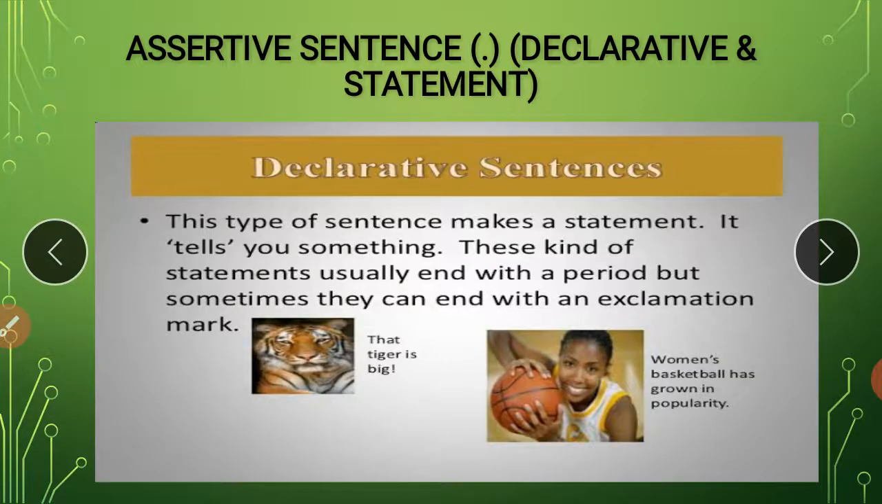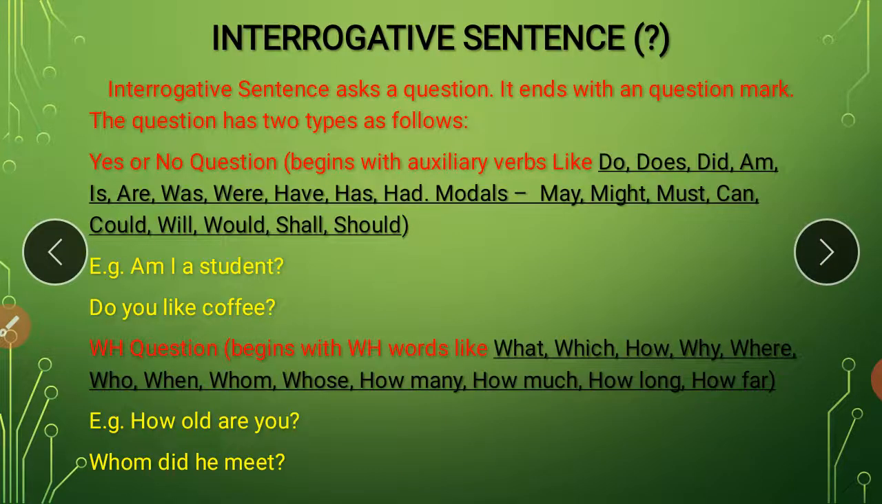So next we move into the assertive sentence. Here I have given you an elaborate explanation, but I will explain simply. A declarative sentence, you can easily identify, starts with the subject and ends with a full stop. Here the example is: that tiger is big. Another example is: women's basketball has grown in popularity. So it is an assertive sentence, easily you can identify. So next, the interrogative sentence. I already told you with an interrogative sentence we can ask a question. Basically the sentence ends with a question mark.